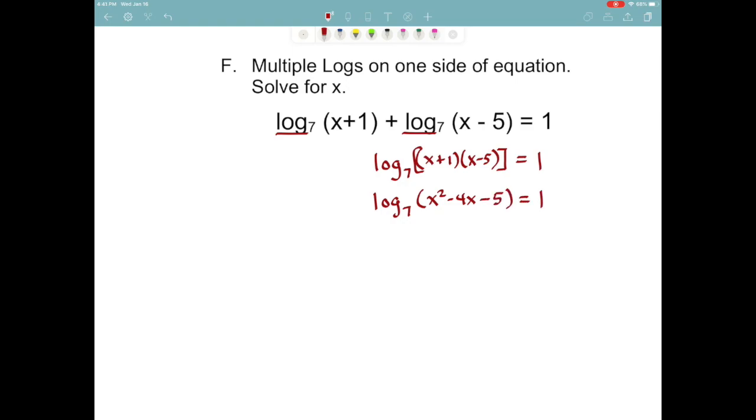That equals 1. So when we have an equation with a log on just one side, see, this is just on one side of the equation that we have a log, this is where we need to take it and put it into our exponential form.